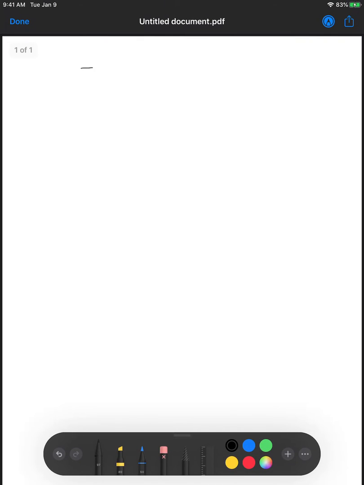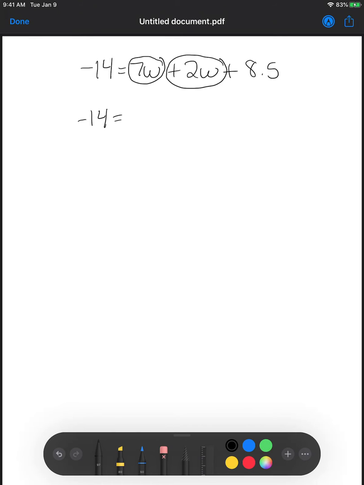And we will combine this time. So let's say we have negative 14 equals 7w plus 2w plus 8.5. Alright, so we have some combining to do. We have 7w and 2w. So negative 14 will stay. 7 plus 2 is 9w plus 8.5.